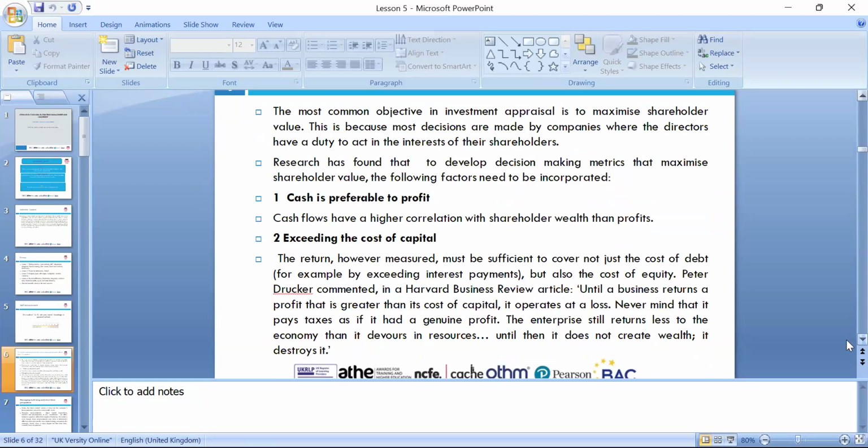Normally debt is cheaper than equity, but you need a balance. Too much debt can have an impact. There is a lot of discussion, like Peter Drucker's comments in the Harvard Business School article: until the business returns a profit greater than the cost of capital, it is operating at a loss. Never mind that it pays taxes; it has not made a genuine profit, and the enterprise will return less to the economy than the resources it uses. So until then, it does not create wealth, it destroys it.